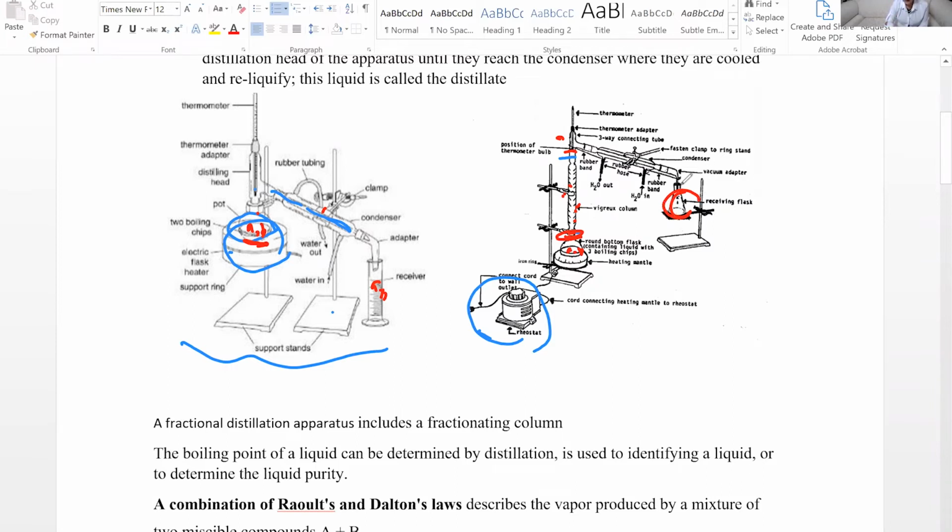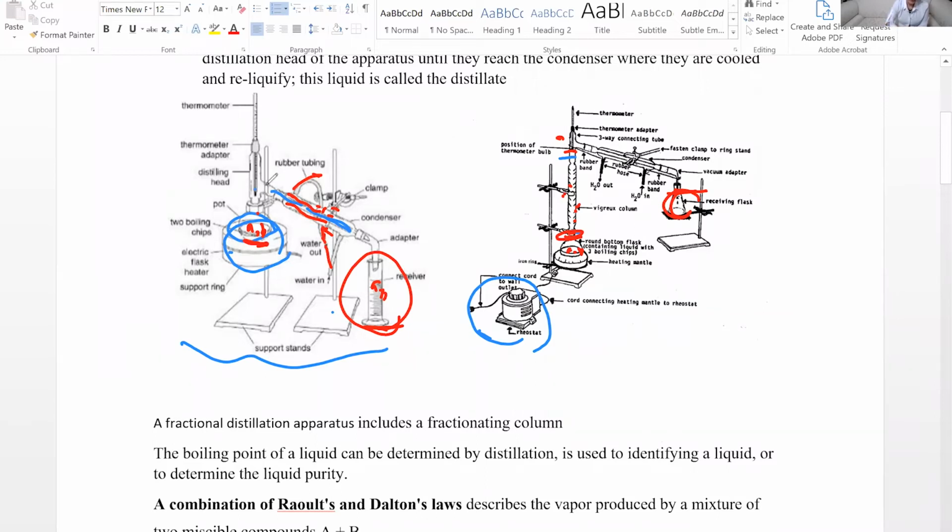For the receiving flask, it depends on the height. If the height is at the lower level, like the simple distillation, you can keep the receiving flask on the bench top. But if it's higher, you have to hold it with a clamp or have a support underneath. The water is going to go in from the lower end and come out from the upper end, because you want the condenser to stay filled up with water at all times.